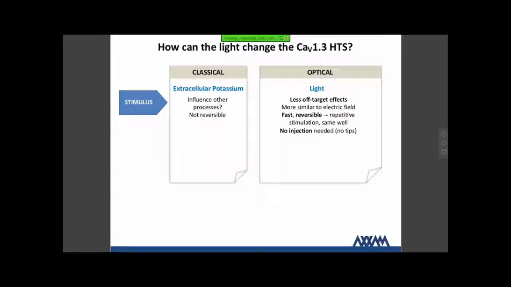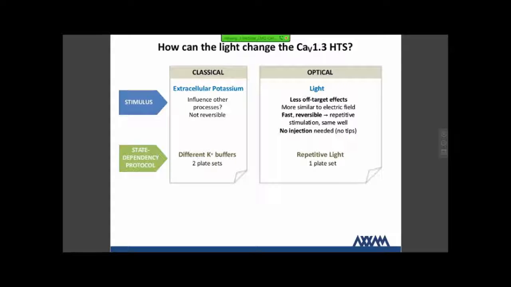When you are running an optical assay, you are using light as a stimulus. So you can imagine with the light, you are just activating your optical tool. So this might have really fewer off-target effects. And of course, the light stimulation can be fast and also reversible. So you can play with repetitive light stimulation as we did in our protocol. And this means also that you don't need to inject any compound.